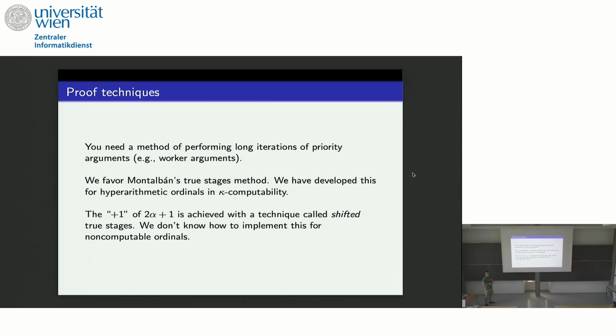Why are we missing this +1? The way you get the +1 if you're doing a true stages priority argument is you use a technique called shifted true stages, which Antonio implemented in his version in the countable case, and then we were able to do this in kappa computability for computable ordinals. But for hyperarithmetic ordinals, we're not quite sure how to do it. And there are a few avenues we haven't finished pursuing, so maybe it will pop out.